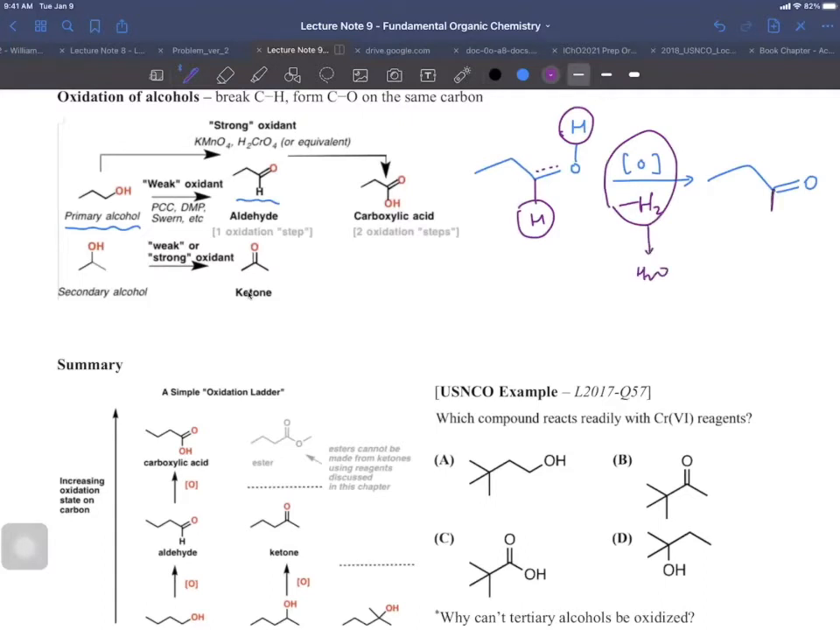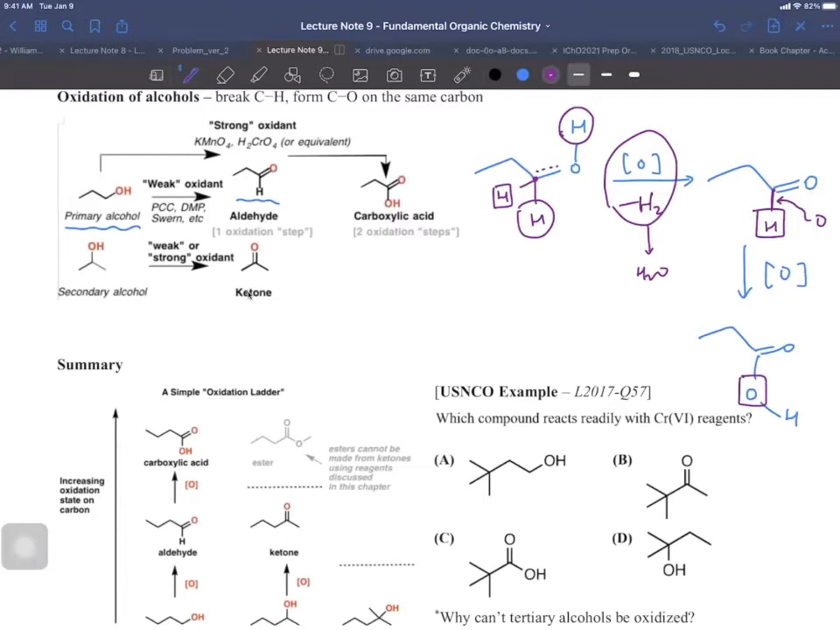Since it's a primary alcohol, which means there are 2 hydrogens connected to the alpha carbon, in the aldehyde there's 1 H left. So with this H, the aldehyde can be further oxidized into a carboxylic acid. What did it change? An oxygen is added in between the C and H, which is this one. So this is the second step of the oxidation.